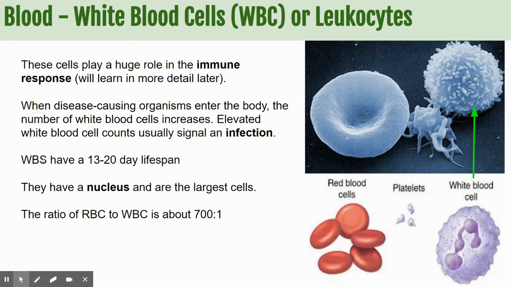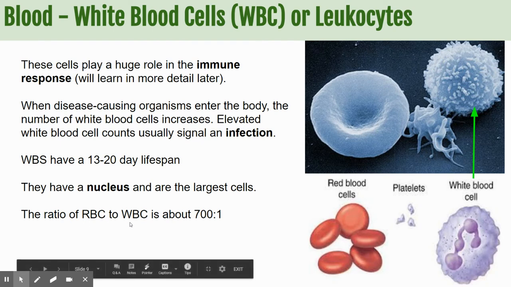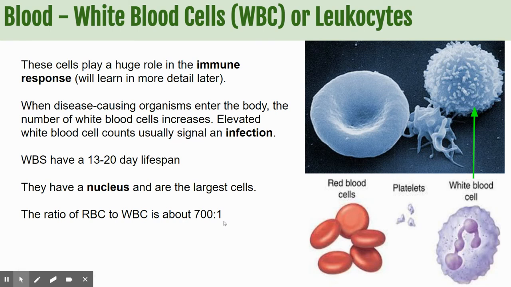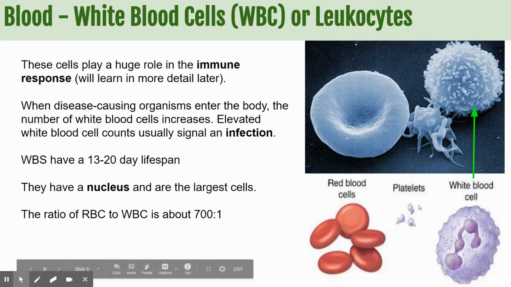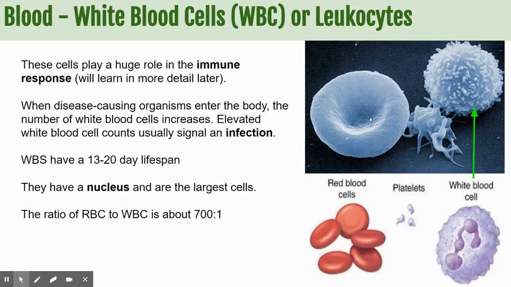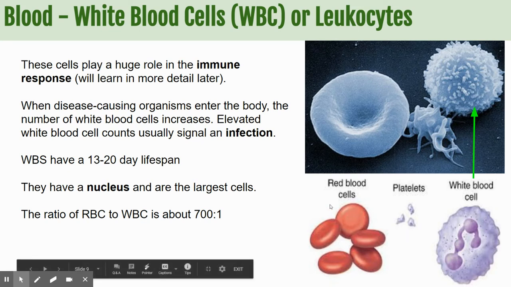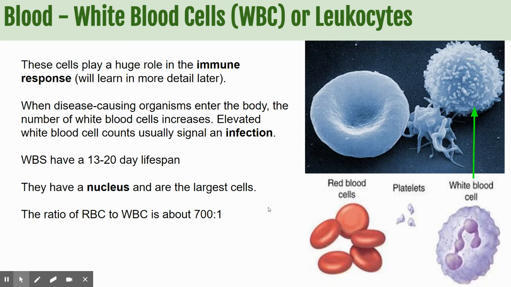White blood cells have a 13 to 20 day lifespan, very short. They do have a nucleus, and they are the largest of the blood cells. The ratio of red blood cells to white blood cells is about 700 to 1, so a lot more red blood cells for every white blood cell. Here's an electron microscope image of what each of these cells might look like. There's your red blood cell, there's your platelet, a very strange piece, and then your white blood cells. There are a variety of different white blood cells that you will learn more about in the immune response in lesson 5.